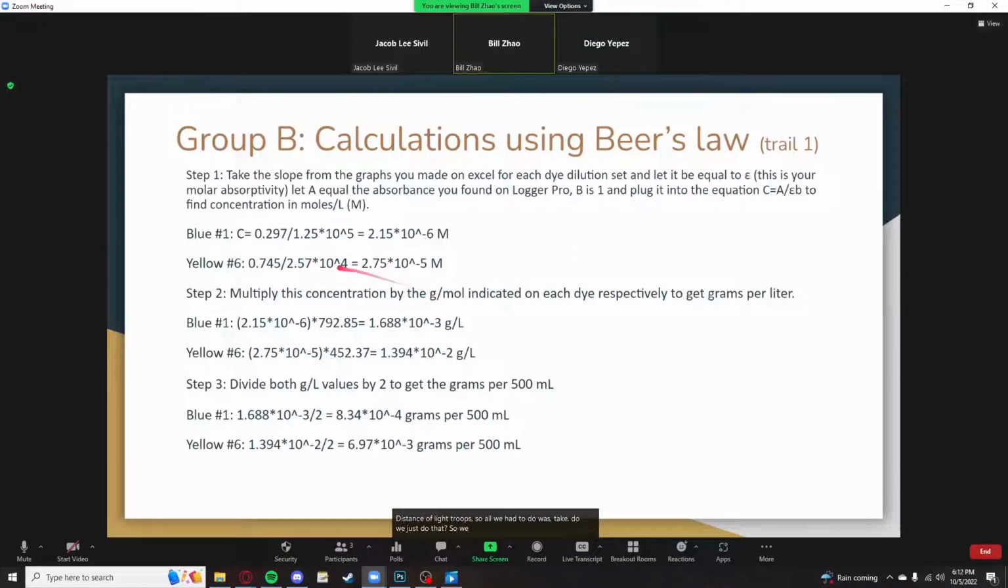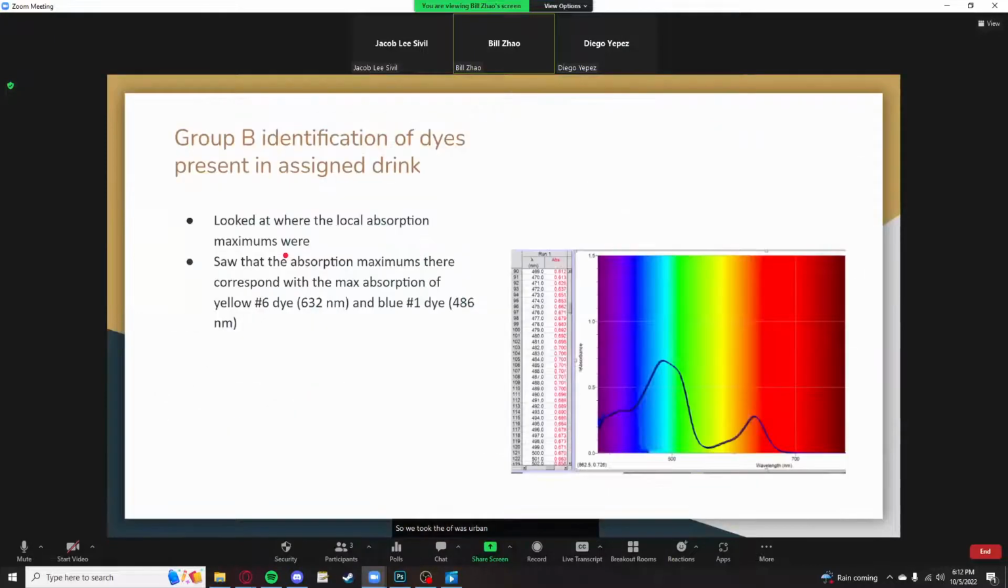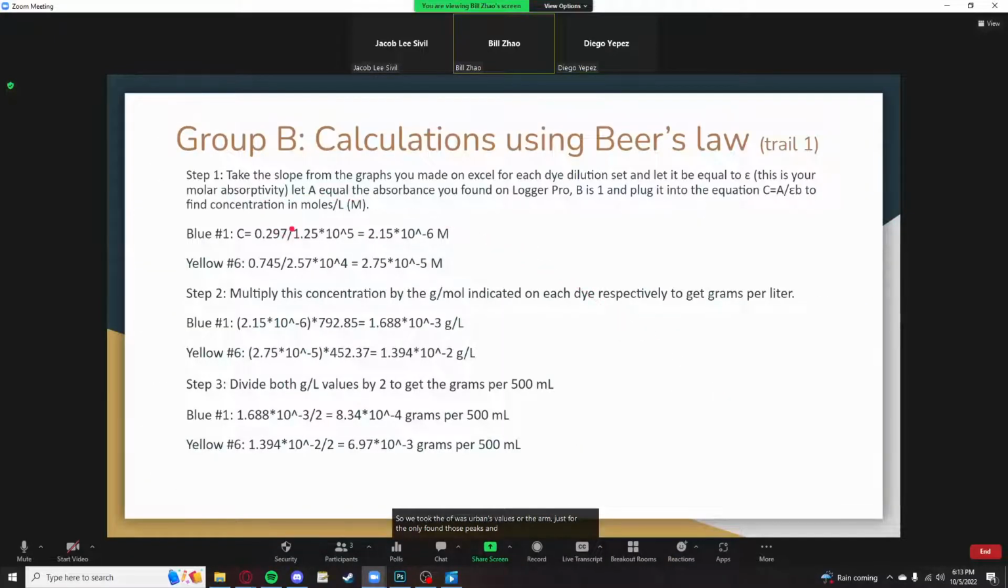So we took the absorbance values we found at those peaks, and they were about 0.2974 for blue number 1 and 0.745 for yellow number 6. We divided that by the molar absorptivity we found, and we found the concentration of the mystery dye in our samples. Then we multiplied that by the grams per mole indicated on the container of each dye, and by doing that, we were able to find the grams per liter.